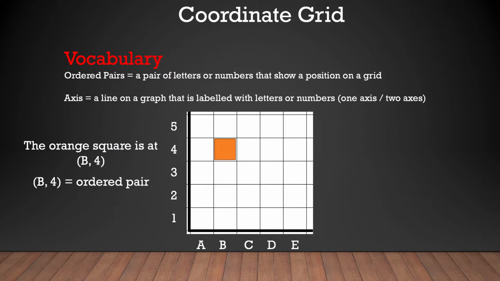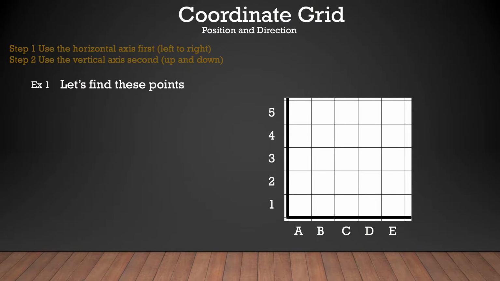So let's take a look at the orange square. The orange square is at B4, and B4 is your ordered pair. The black lines are the axes. Let's take a look at the steps. Step 1, use the horizontal axis first, which is left to right. Step 2, use the vertical axis second, which is up and down.